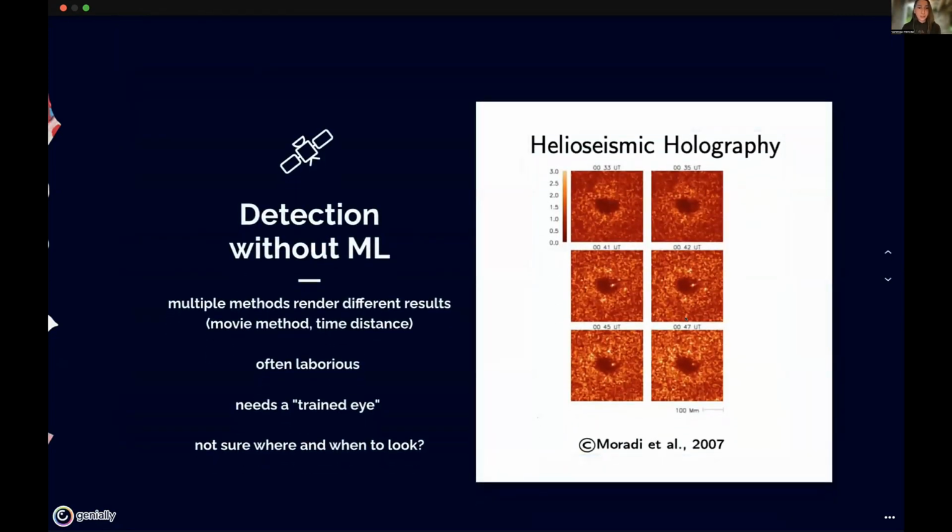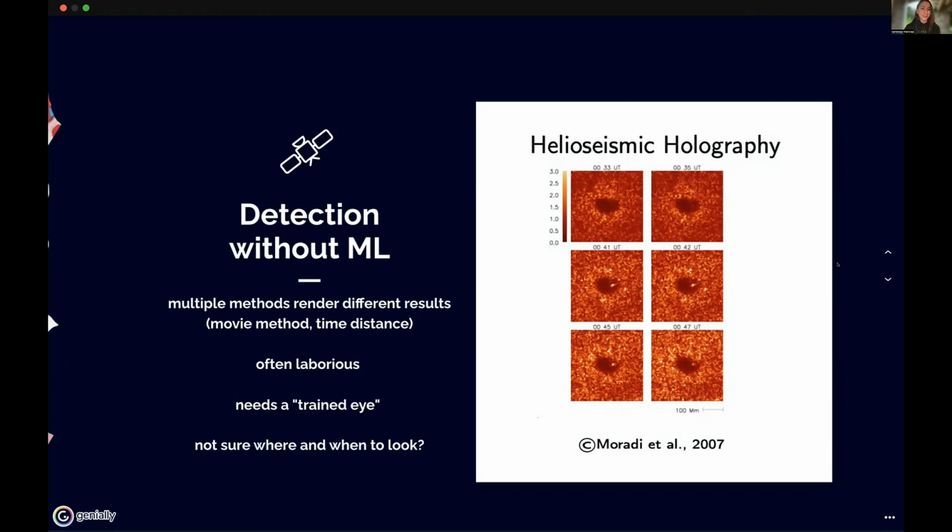Now, up until now, without machine learning, there are several methods that can be used to detect sunquakes, including the movie method, time distance, helioseismic holography. The researchers that I worked with used helioseismic holography in particular. But any of these methods are very often time-consuming, laborious. They require hours of just watching videos of these maps.